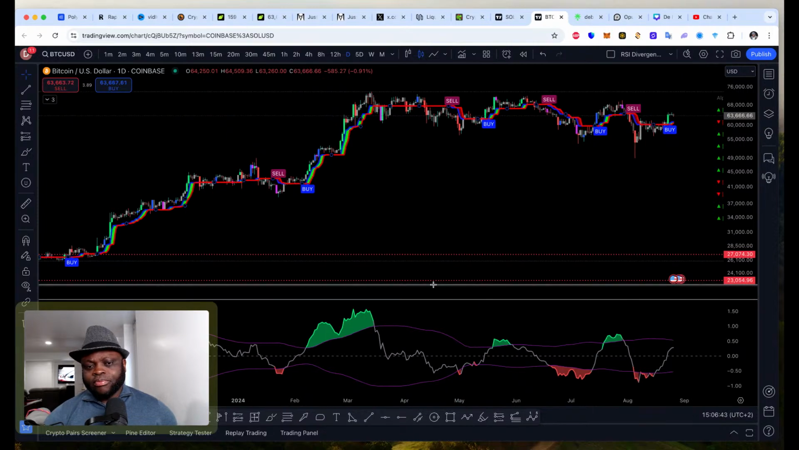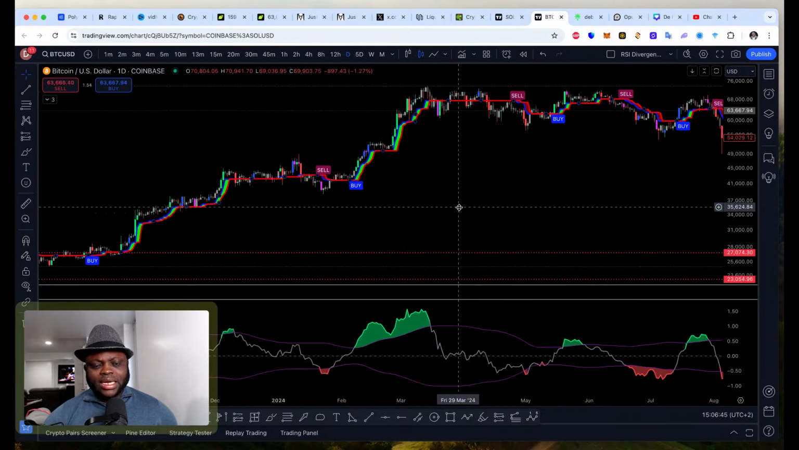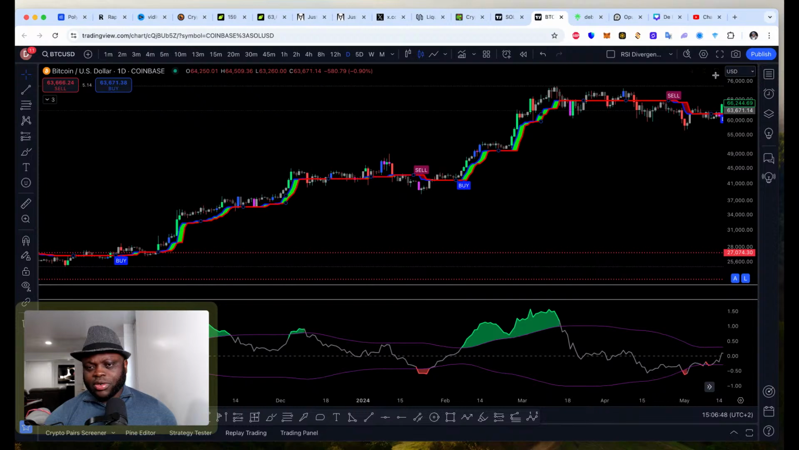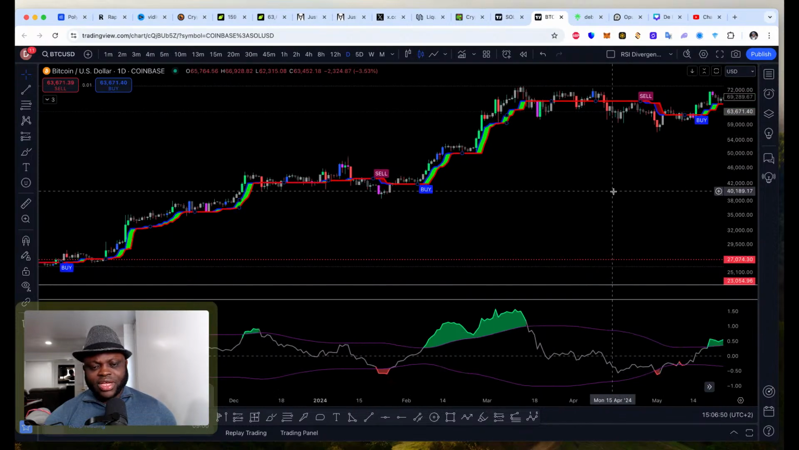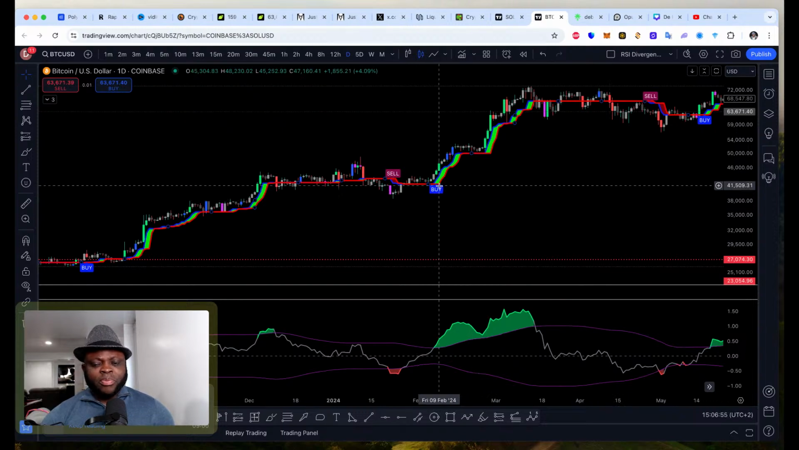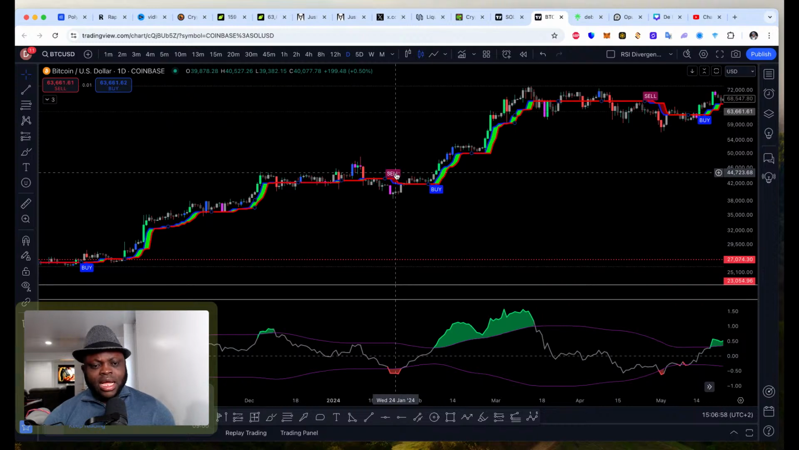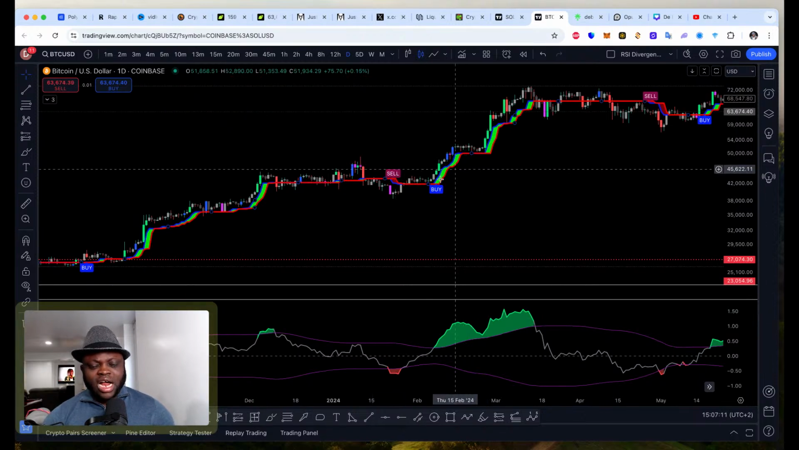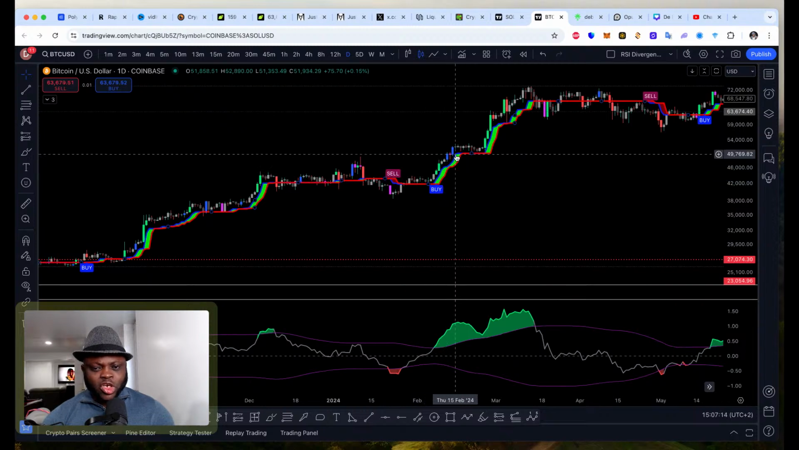Okay, let's go back a little bit with Bitcoin so we can see some stuff here. Now, when it comes to the alpha trend, we're going to be paying attention to the buy and sell signal. The buy and sell signal are going to help us understand which direction the market is going to go. And when the market is trending, the alpha trend prints this yellow, greenish level zone here.